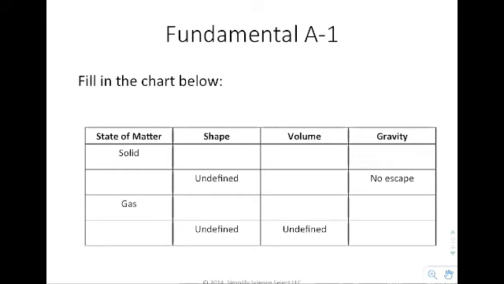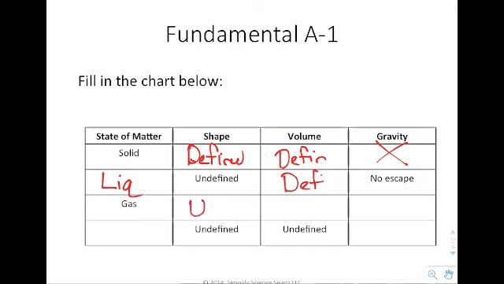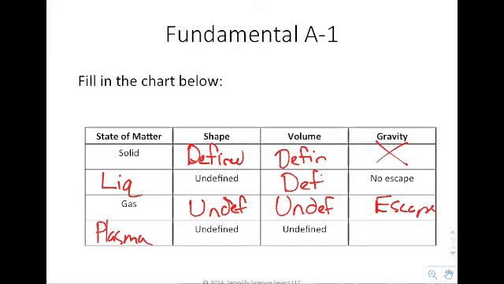So we want to fill in the chart below. The first thing we do is we look at a solid, and we know that a solid has a defined shape, a defined volume, and it cannot escape gravity, so no escape. If something has an undefined shape and cannot escape gravity, we know that it's going to be a liquid, and it has a definite volume. Okay, a gas has an undefined shape and undefined volume, and it can escape. And then that means the last one has to be plasma, and plasma is undefined, and it can't escape.